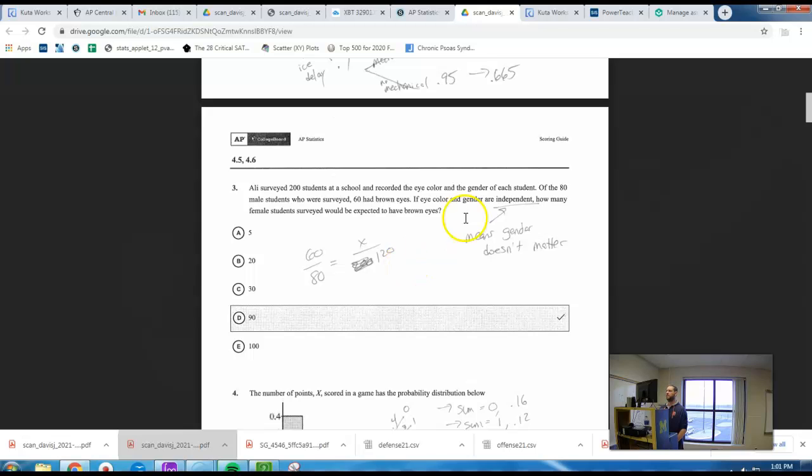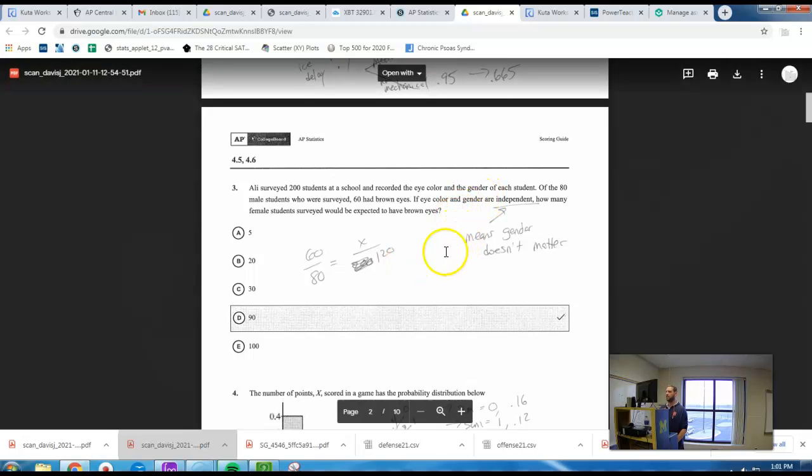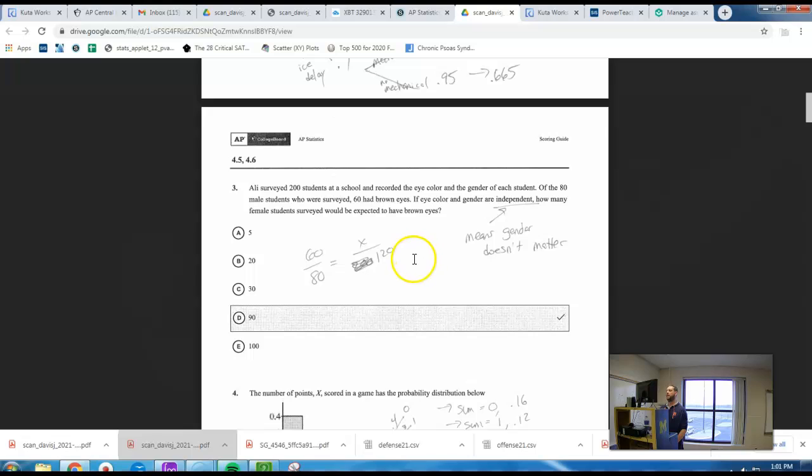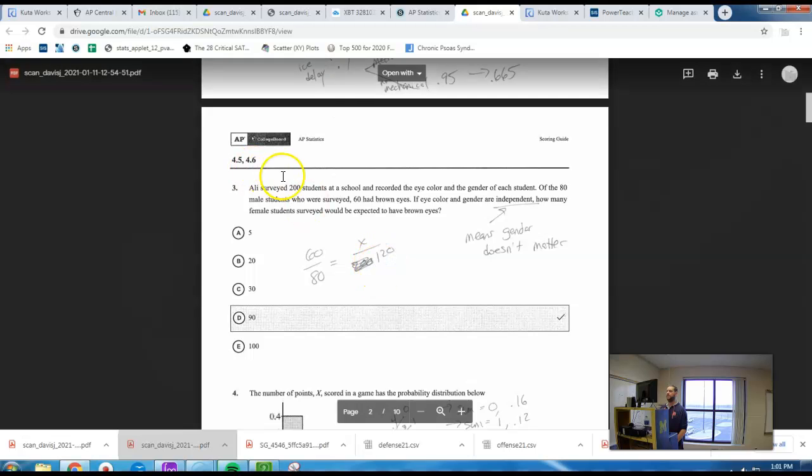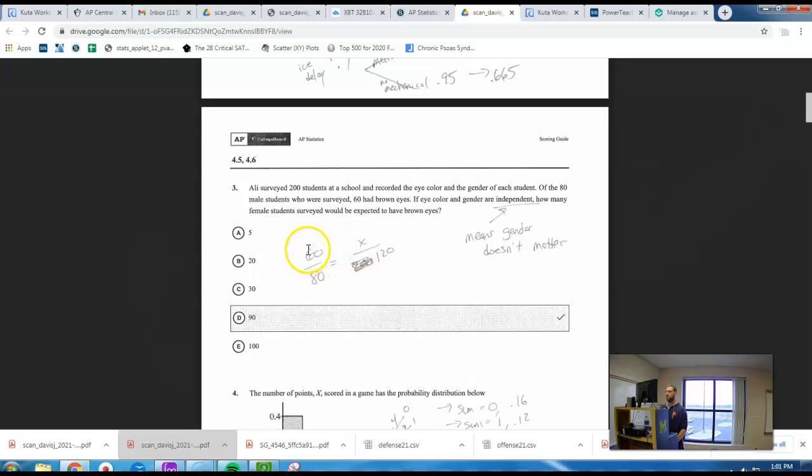Number 3, so this is saying eye color and gender are independent, means it doesn't matter if you're male or female, you're expected to have the same ratio. So there's 120 female students left in this 200 student school. So you would expect 60 out of 80 equal x over 120. You just solve that proportion.